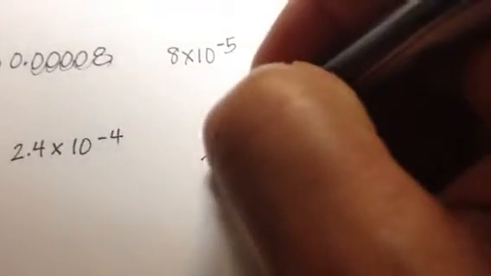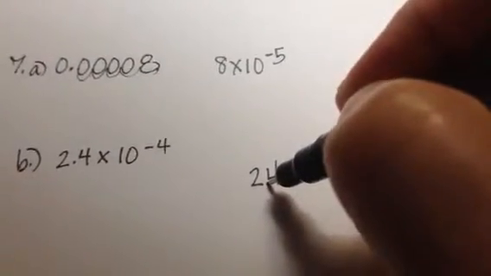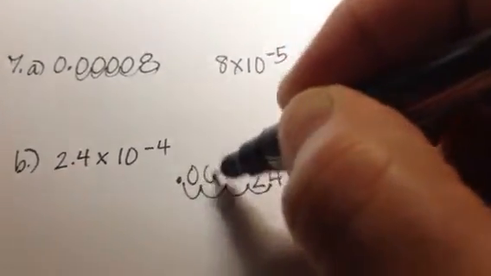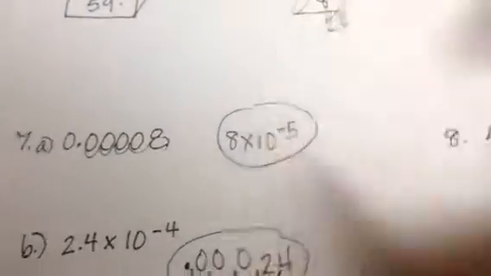2.4 times 10 to the negative 4 means that decimal is going to go to the left. So I'm going to write 2, 4 here. Okay? I'm going to remember my decimal was here, and I'm going to count 4 places. 1, 2, 3, 4. There's my answer.